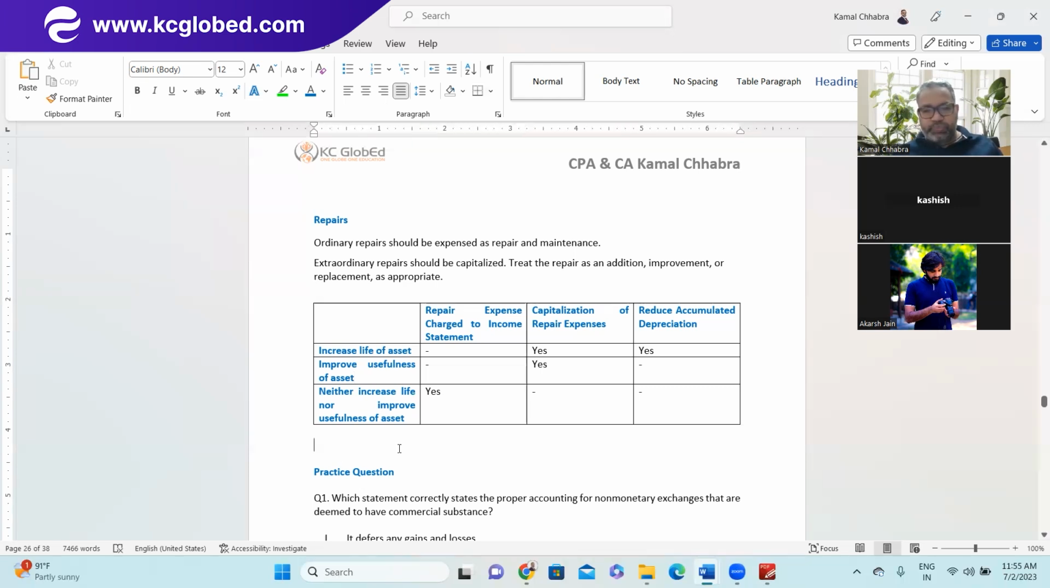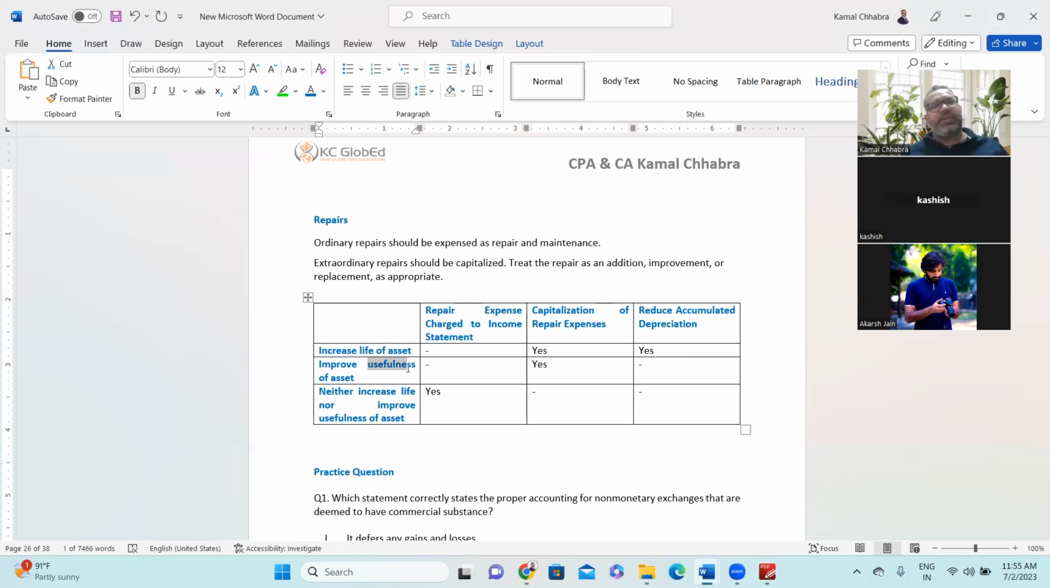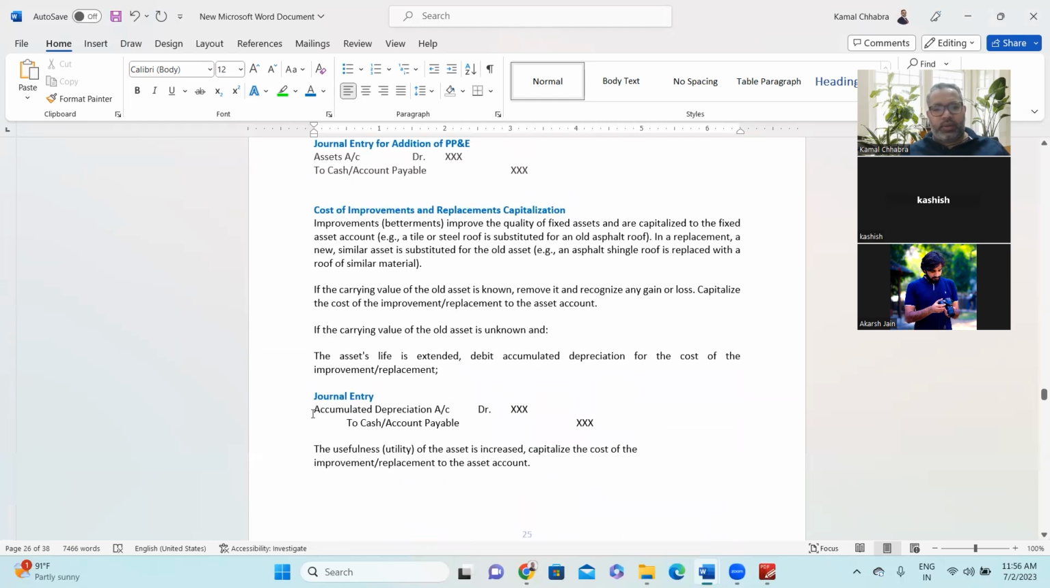If either one of these happens, capitalization will happen, either if it is increasing life or if it is increasing usefulness. If neither of these two is happening, then it's purely a repair and maintenance expense charged to the P&L. Sir, in improving usefulness of the asset, why won't it be accumulated depreciation? No, like in the previous example, accumulated depreciation will be used when the asset's life is extended only, not the improvement.